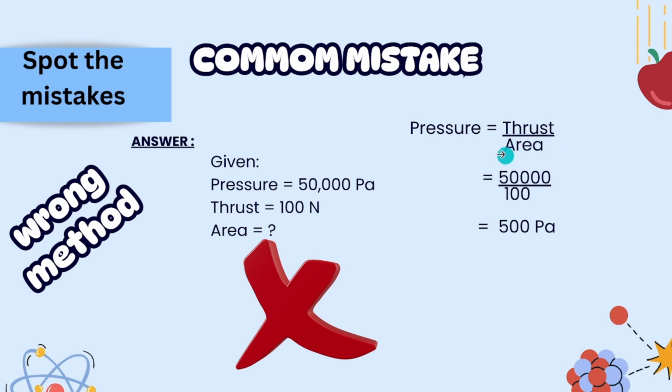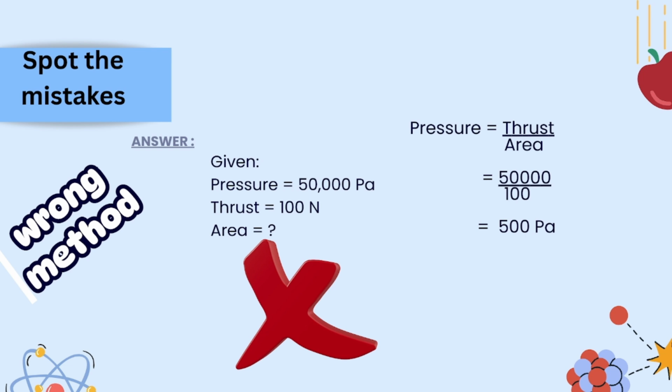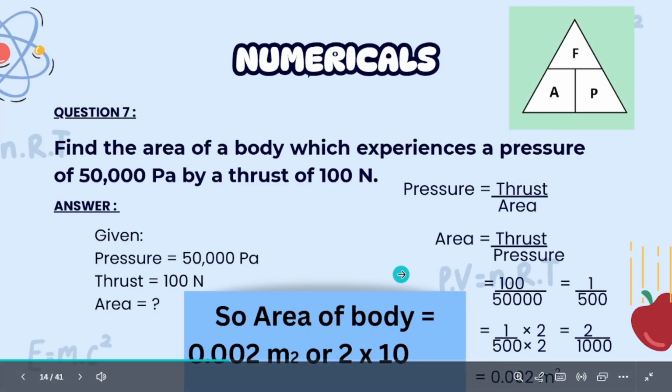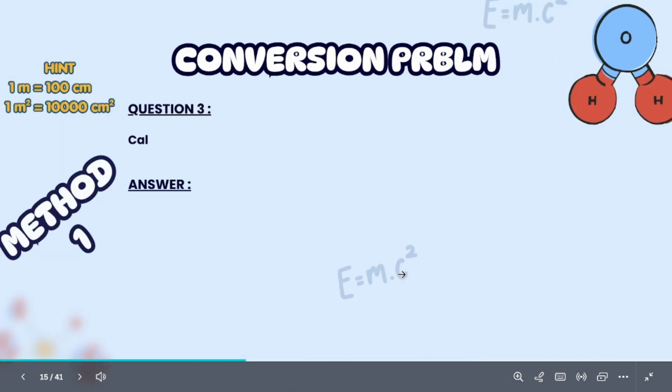Now, even if you use this formula, the substitution should be correct, right? You are writing thrust equal to 50,000. No, thrust is 100 Newton. Avoid those mistakes in exam. And look here, you are calculating area. So what should be the unit? Yes, it should be square meter, not Pascal. Okay, let us see the final answer. So the area of a body should be 0.002 meters square.